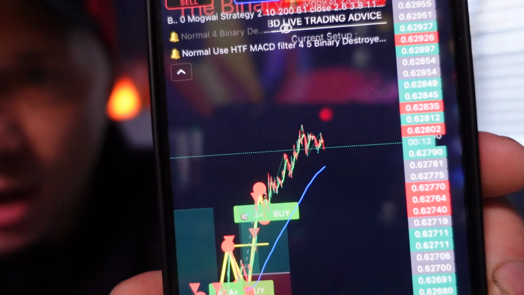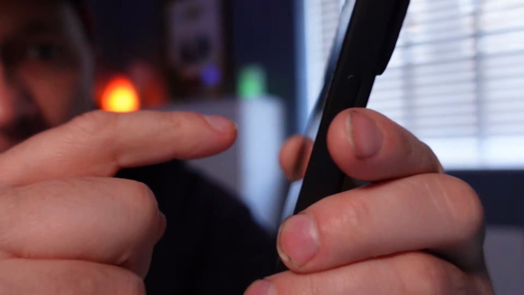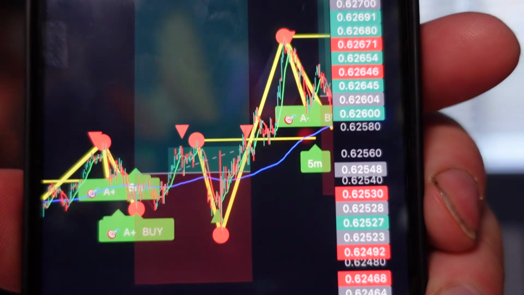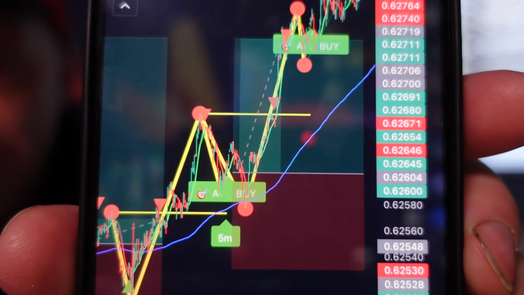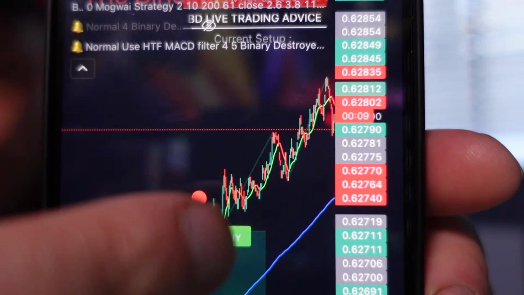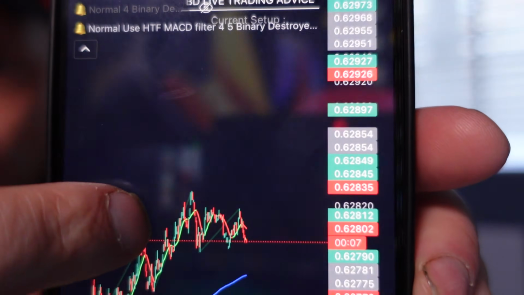That is literally why I like the Mogwai reversal, because it's literally at the start of the trend. Hold on, I'll show you here. This was the first trade. As you can see, it's just crossed over the EMA. And then we got the second pullback there. And then obviously that's the third pullback. And then look at it, just ride it all the way up. So I'm quite proud of that.